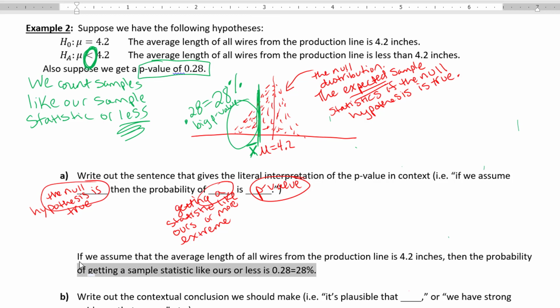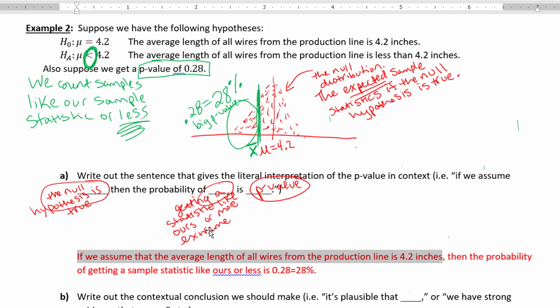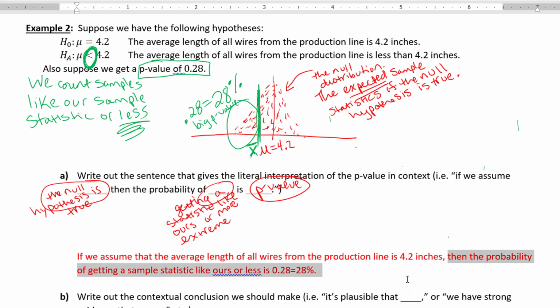All right, so here's what I did. I rewrote that sentence exactly the same way. I just put all those phrases in context. So if we assume the null hypothesis is true is now, if we assume the average length of all wires from the production line is 4.2 inches, then the probability of getting a sample statistic like ours or more extreme is now written: then the probability of getting a sample statistic like ours or less. Remember it's less because that's how the alternative hypothesis was written: mu is less than 4.2. And that probability is 0.28, a 28% chance of that happening. 28% of the sample statistics look like ours or less.